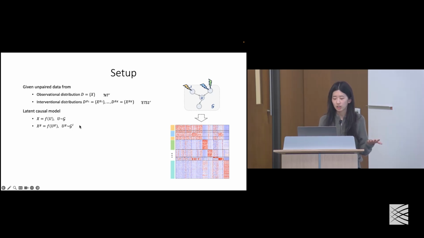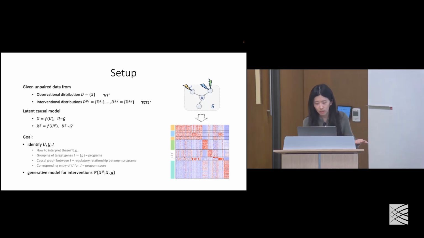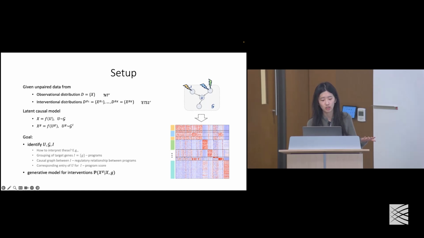And then the goal here would be to identify everything in the latent space, including the causal variables themselves, the graph between them, and also the intervention targets. So the question I have here is, how do you actually interpret these latent things?